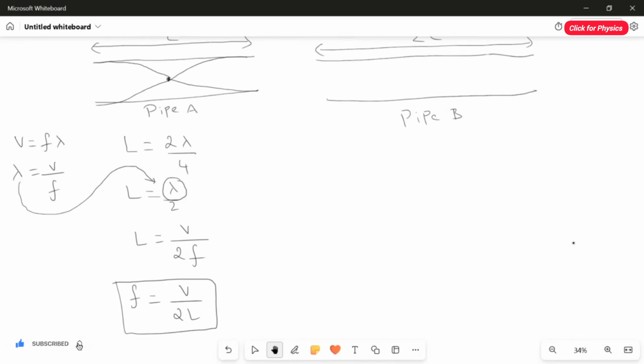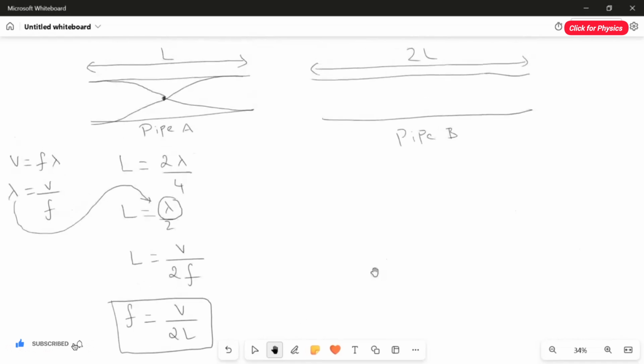Now we have to give the answer. Which frequency in pipe B will have the same value as the fundamental frequency of pipe A? And here they mention the length of the pipe B is 2L, not L, right? So let's frame the equation. The length I'm going to write as n times lambda over 2, because both ends are open. So I'm going to use the same equation, but let's consider the nth mode, right?